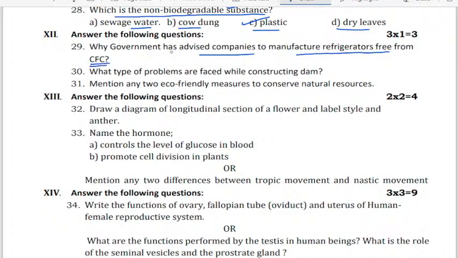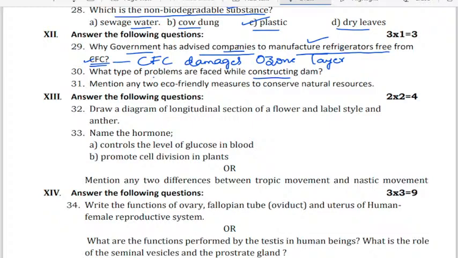Next, why did the government advise the companies to manufacture refrigerators free from CFC? It is because CFC damages the ozone layer. So to prevent the depletion of the ozone layer, the government has advised the companies to manufacture refrigerators free from CFC.